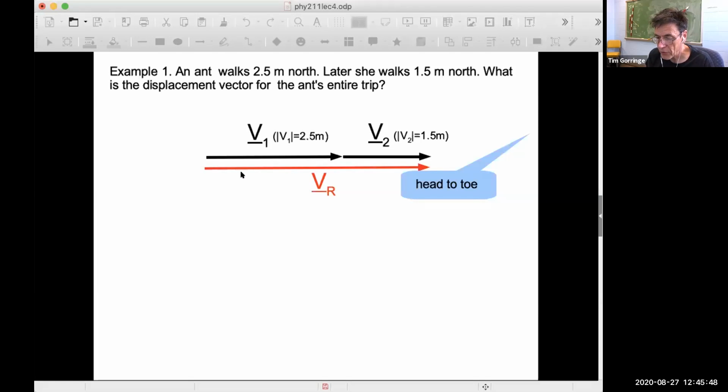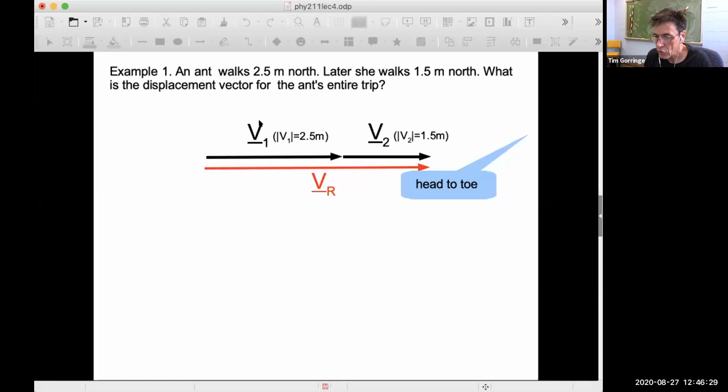Okay, so the first thing I would do is draw out the vector addition. And look, these two stages of this ant's walk are both in the north direction. So this is a case of parallel vectors. And so here's the first vector, and its magnitude was 2.5 meters. So I wrote that down here. The little vertical lines here denote the size, the magnitude of. And so its magnitude is 2.5 meters. And then this is the second vector, V2. I've drawn it, and again, I've written down its magnitude, its size is 1.5 meters.